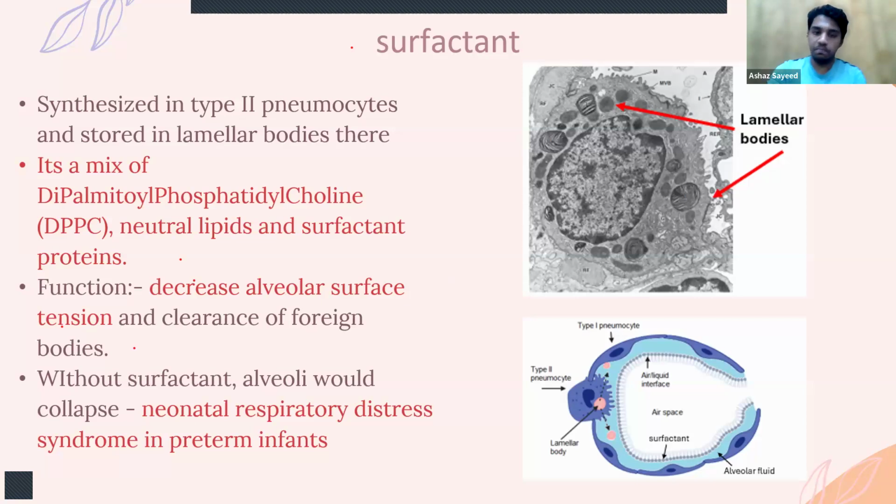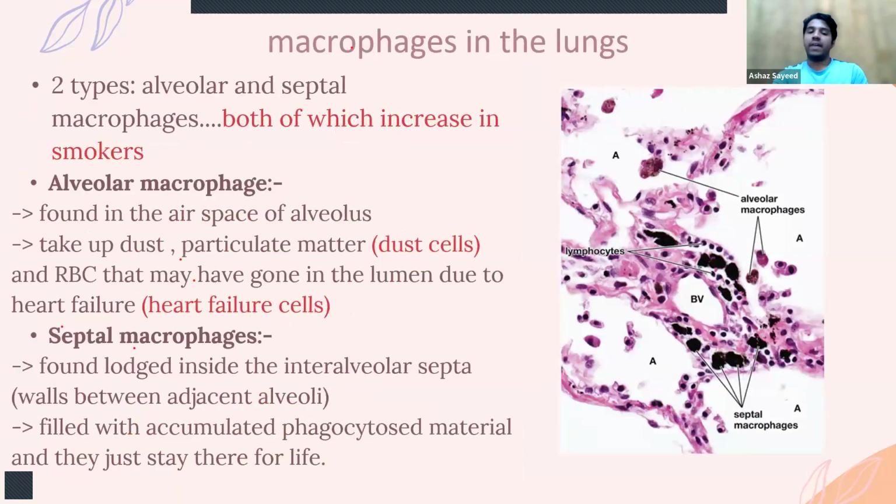respiratory histology. Okay, now we have macrophages in the lungs. Macrophages are present there just as a cleanup. So if you have an infection in the lungs, or some debris in the lungs, macrophages are there to clean it up. So we have two types of macrophages. One is the alveolar macrophage, and the other is the septal macrophage.